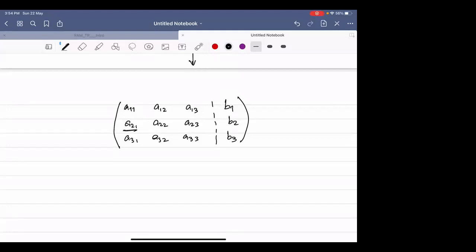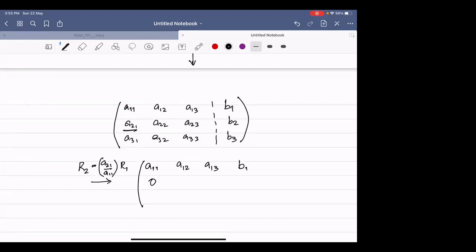So you make that one 0 by doing what? You do R2 minus, I don't know what A21 is, right? Some number. So any guesses what I should subtract from it to make it 0? A21 by A11 times R1. Now, if I do this R2 minus A21 by A11 R1, then when I apply it to this first column, these two elements, that's going to give me a 0 here. Right?